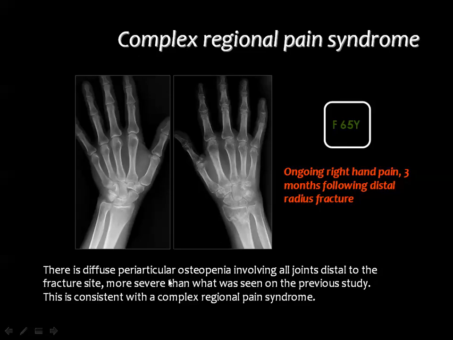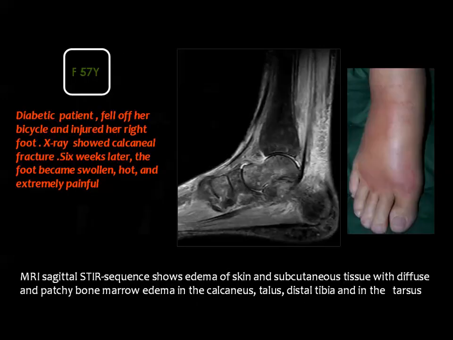Then here you can see a fracture in the distal part of the radius with extensive osteoporotic changes in the hand. One may say that these osteoporotic changes may be due to disuse because of the fracture and the fixation and so on. You are right, but the clinical examination will differentiate, the appearance of the hand will differentiate between both.